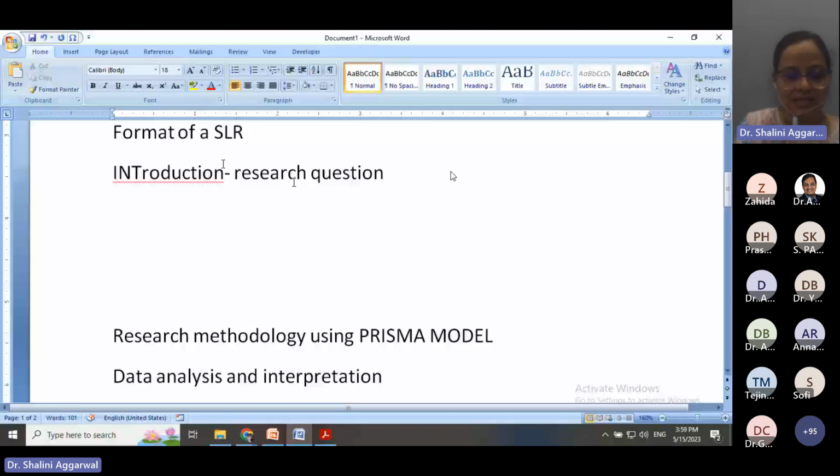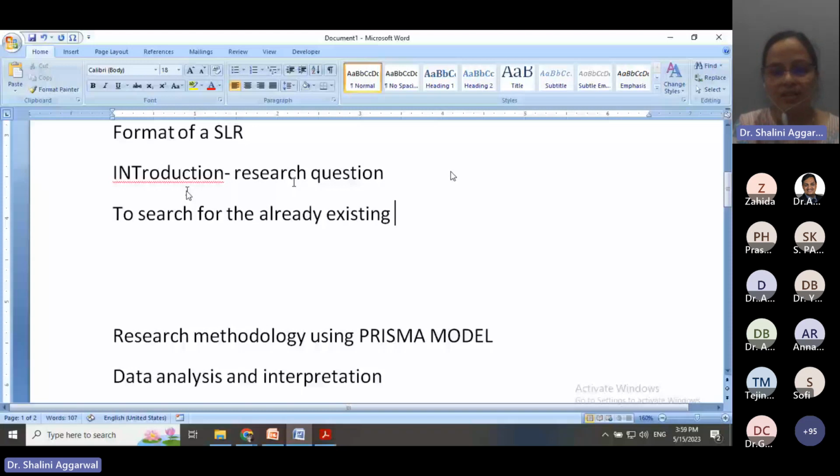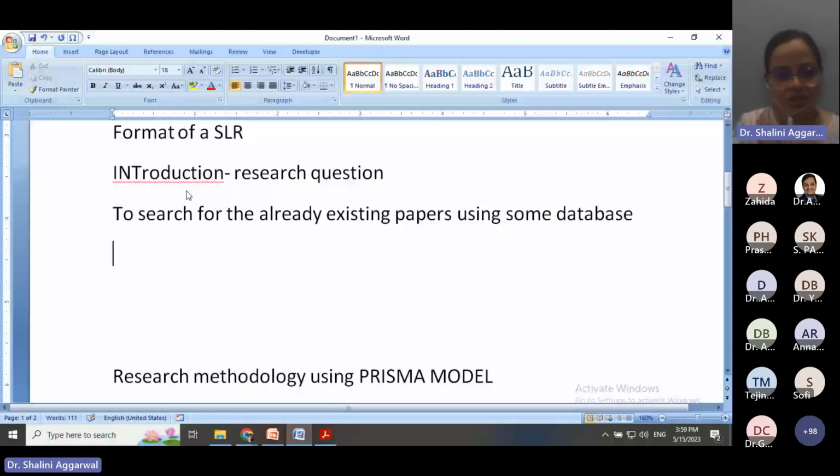So the second important aspect, once you have decided what is going to be your topic, is to search for the already existing papers using some database, right? The database can be Scopus, Web of Science, and many more. To search for the already existing papers on whatever topic that you are using, right? These are the two examples of the database that I can use because my college has subscribed to them. One is the Scopus database and the second is the Web of Science. So these are the two databases.